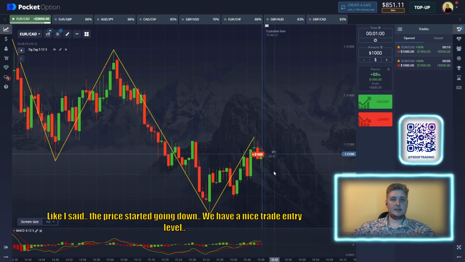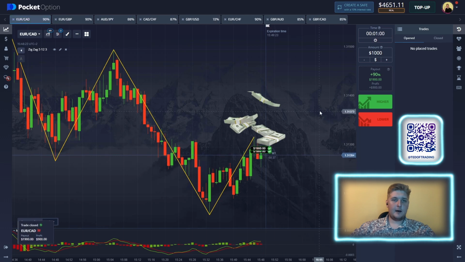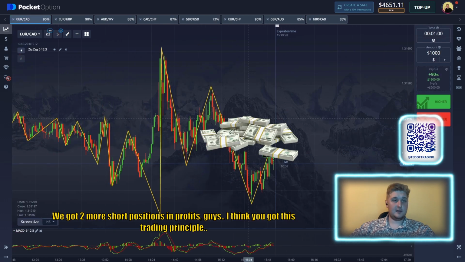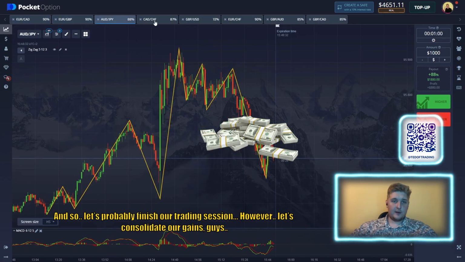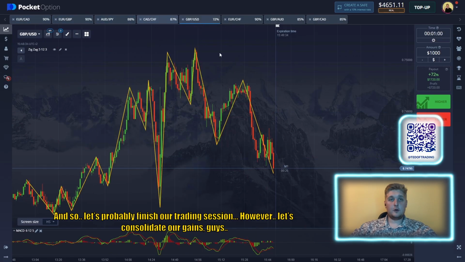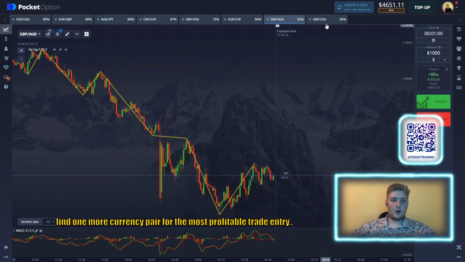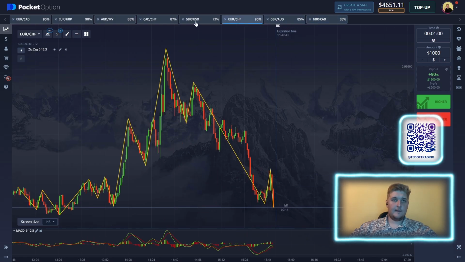Like I say, the price started going down. We have a nice trade entry level, and even the fact that the green candle show up can't ruin our positions. We got two more short positions in profits, guys. I think you got this trading principle, and also let's probably finish our trading session. However, let's consolidate our gains, find one more currency pair for the most profitable trade entry, guys.